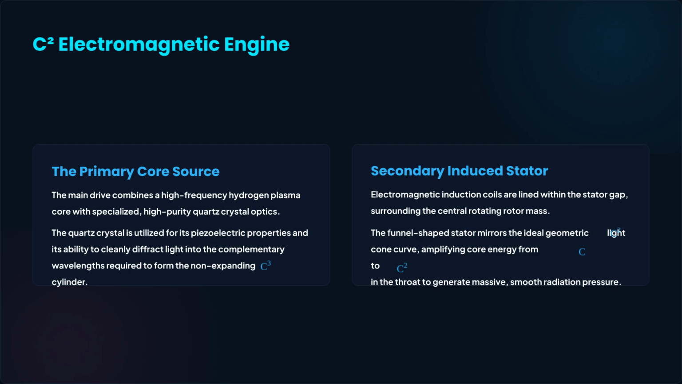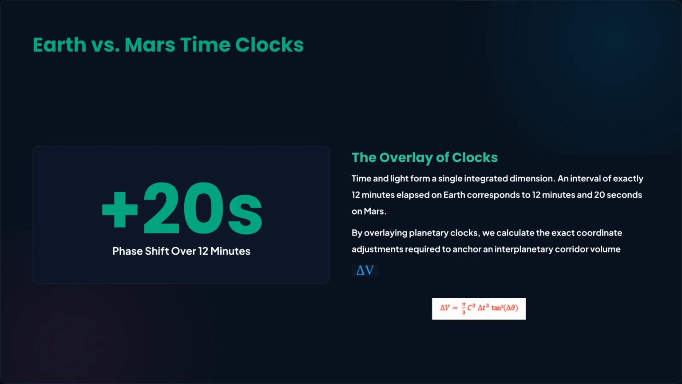When excited, energy rapidly amplifies from c to c squared in the generator's throat, exerting immense radiation pressure directly upon the spacecraft. Time and light are fundamentally integrated. To demonstrate how this works in practice, let's examine an interplanetary corridor between Earth and Mars. An Earth day is exactly 24 hours, whereas a Martian sol is 24 hours and 39.5 minutes. When we overlay these clocks to synchronize travel, we find a distinct phase shift. Exactly 12 minutes elapsed on Earth corresponds to 12 minutes and 20 seconds on Mars.